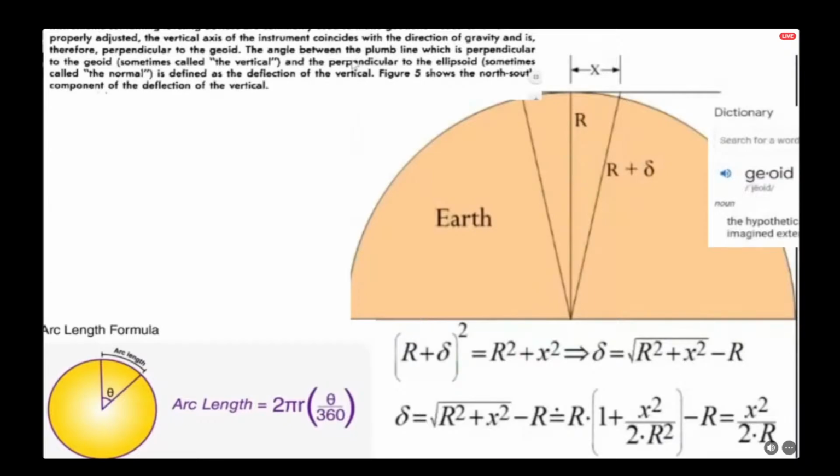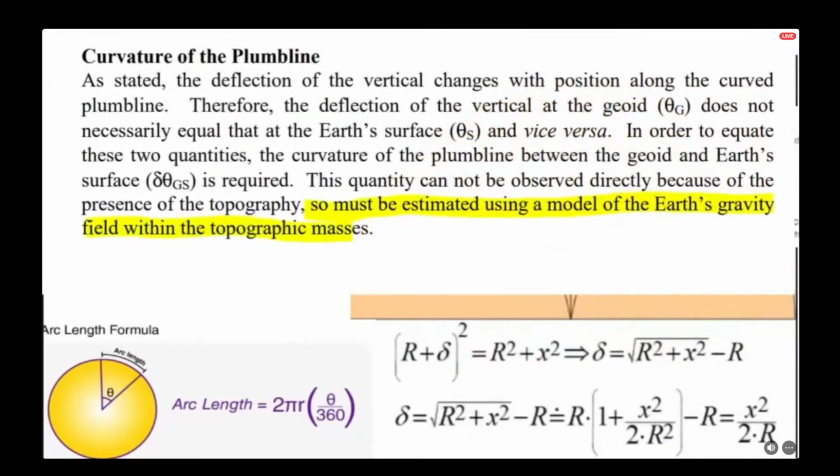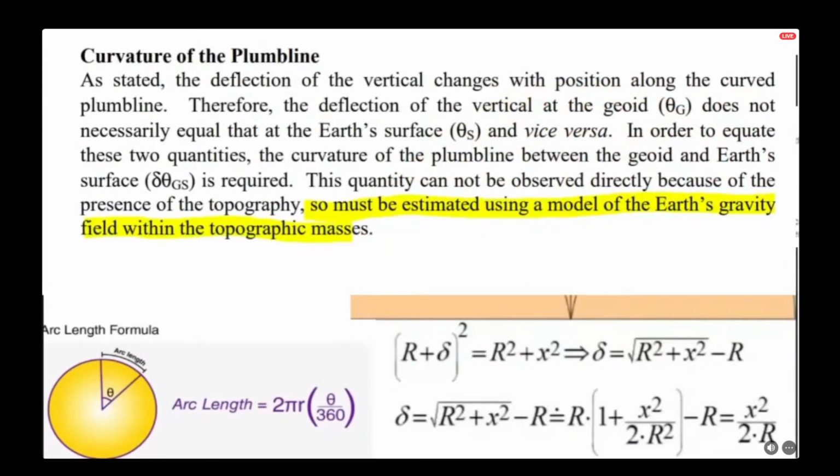Therefore, the deflection of the vertical at the geoid does not necessarily equal that at the Earth's surface, and vice versa. This is the nature of the problem. In order to equate these two quantities, the curvature of the plumb line between the geoid and the Earth's surface is required. This is the part, again, that has to be assumed before you can do anything.